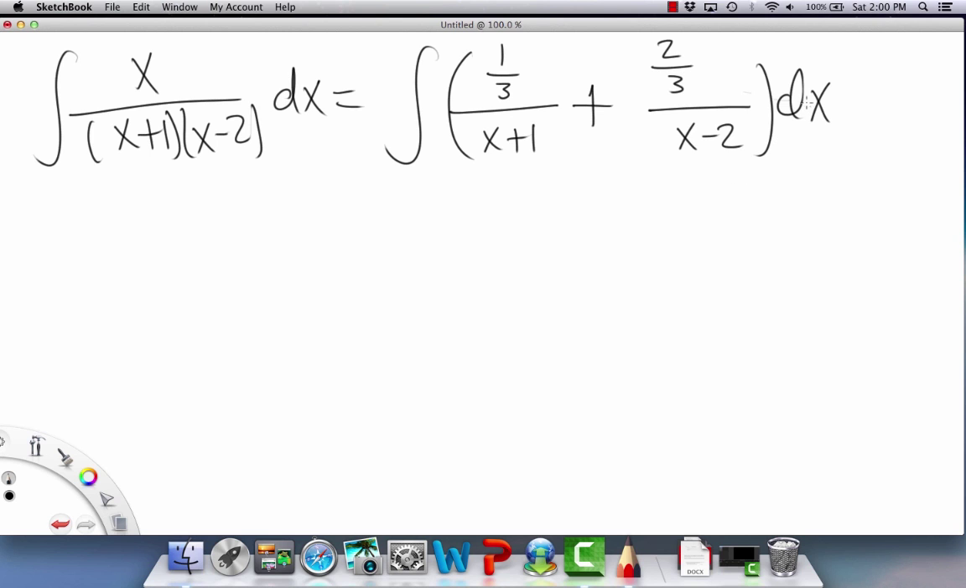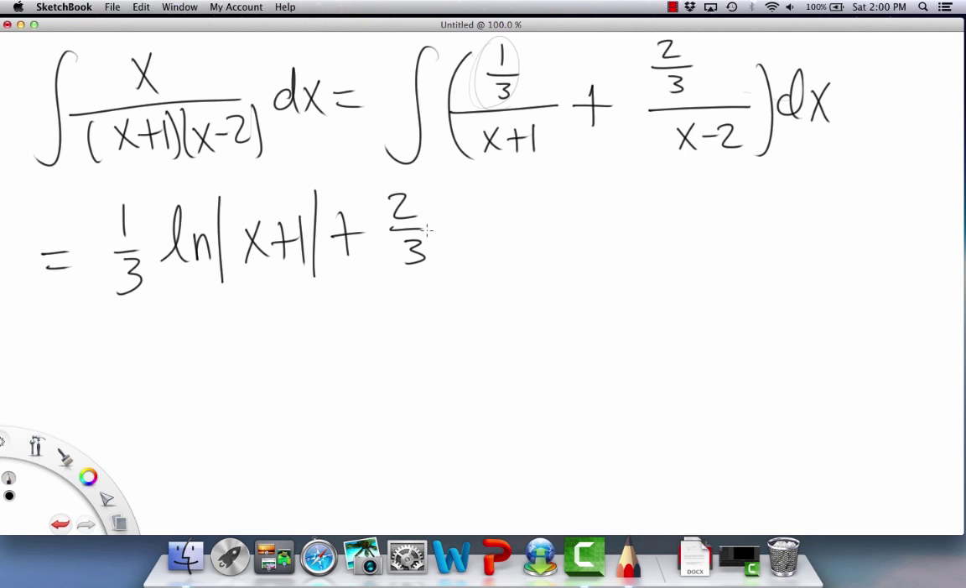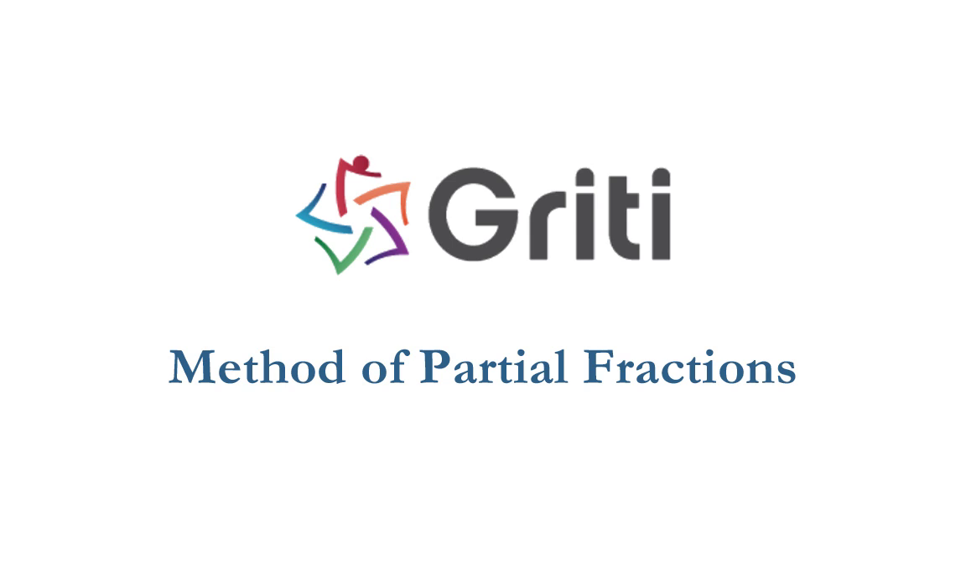Okay, so now we can actually integrate. And here's where I was talking about ln's and stuff. So these constants, they just come out in the integration. So we have 1 over 3 ln absolute value x plus 1, right? And then added to 2 over 3 times ln of the second denominator. And then, of course, plus c because it's an indefinite integral. Okay? So yeah, that was the basics of partial fractions, integrating with partial fractions.